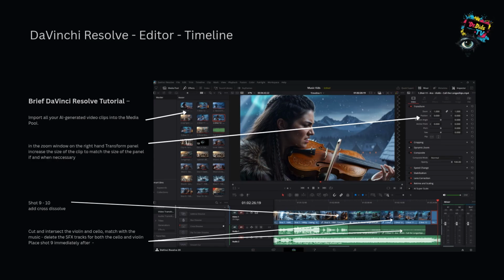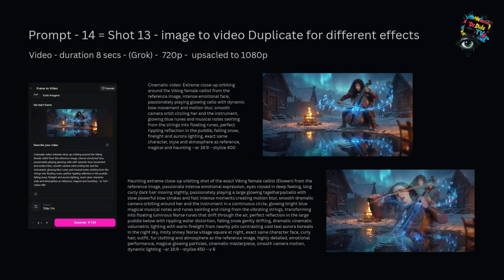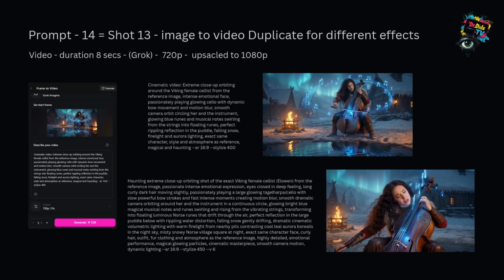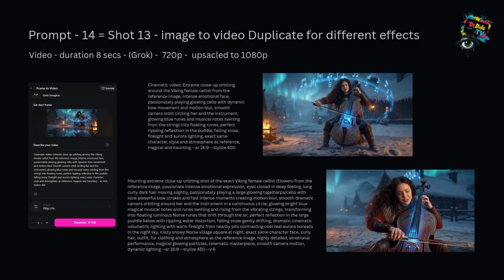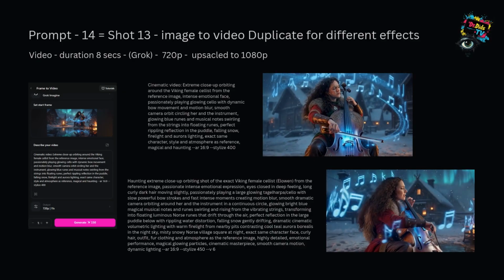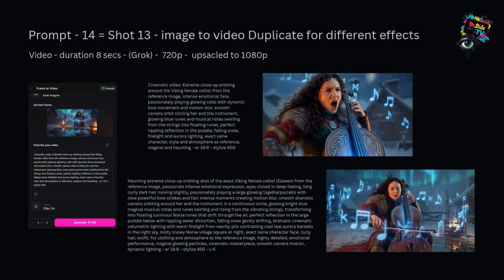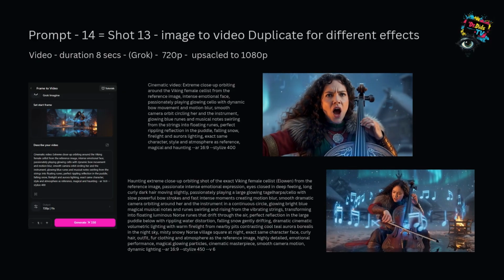Then the next shot is the cello, Eloin playing cello in the snowy village, and I created this image with her reflection, hopefully captured in the puddle that she's sat near, and glowing musical notes raising above her. So that again I generated with Grok, which I think looks really good, and the motion from the orbiting camera around the cello and the rippling reflection in the puddle, glowing runes, etc.